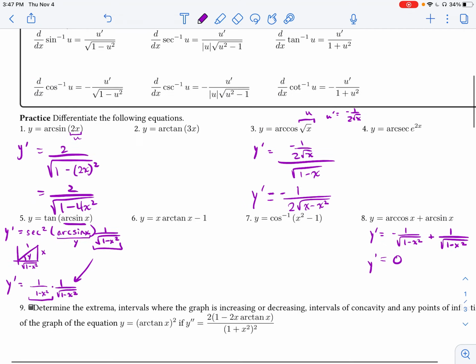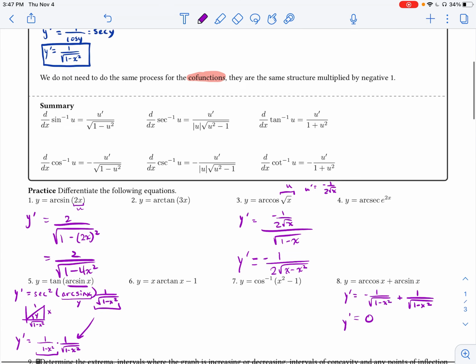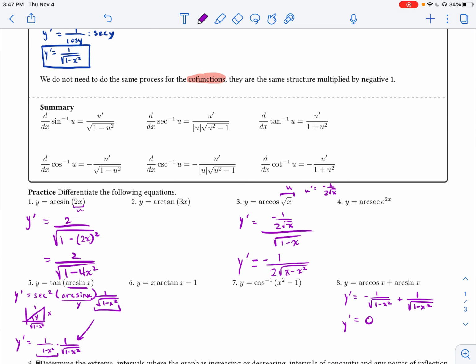All right, so hopefully this gives a good sense of how to actually derive the rules for differentiating inverse trig functions. And once you understand that, then they should be fairly straightforward to commit to memory.